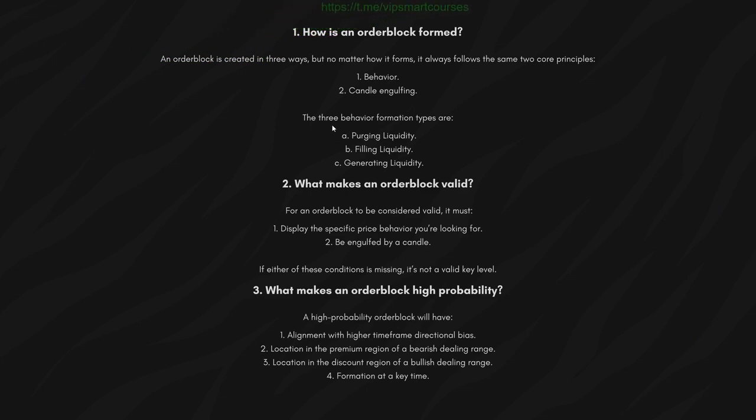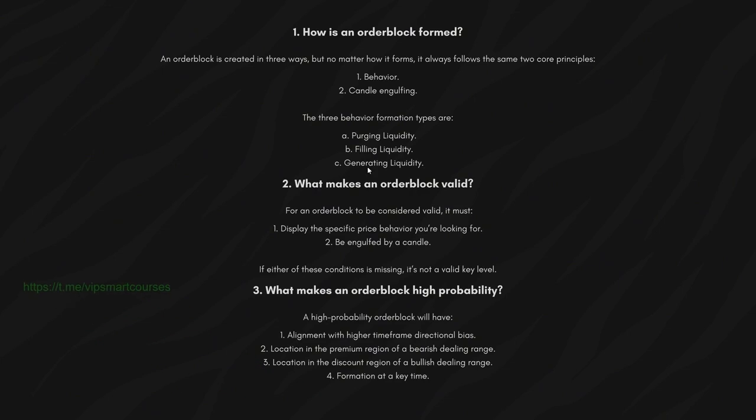Now the behavior part itself comes in three forms. First of all, purging liquidity, or you could say a candle purging liquidity above a high or below a low. And when a candle shows that type of behavior, that could lead to that candle becoming a valid or a proper order block. The second behavior that we have is filling liquidity, and filling liquidity basically means testing a key level. So when a candle or a group of candles tests a key level, then that is also one of the behaviors that could lead to their formation.